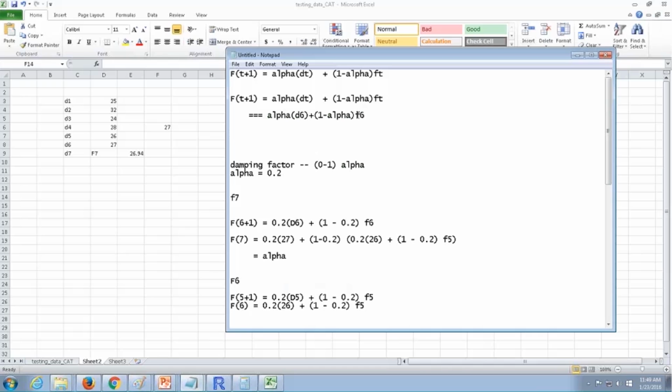So now I know what is F6. F6 is nothing but alpha into D5 plus 1 minus alpha into F5. Okay, this is the formula, right, for F6. Is this formula clear for everyone? This is the formula for F7. Is this particular formula clear for F7 and F6?